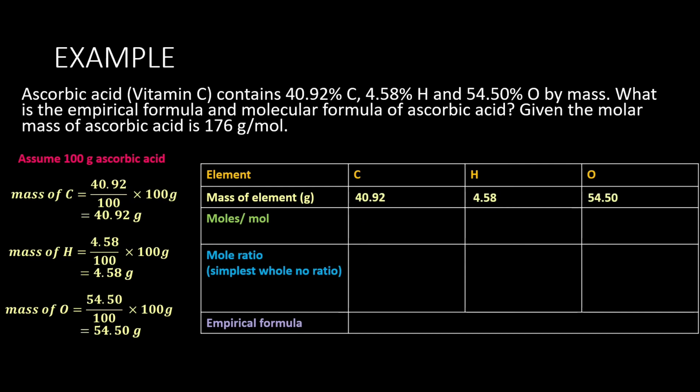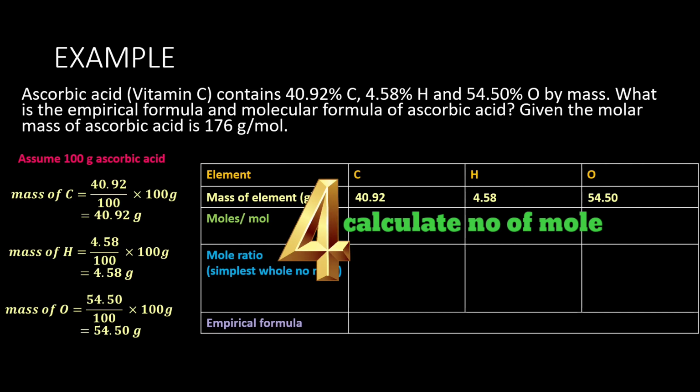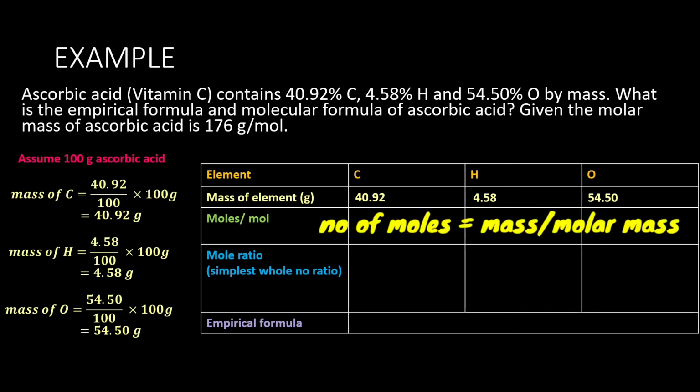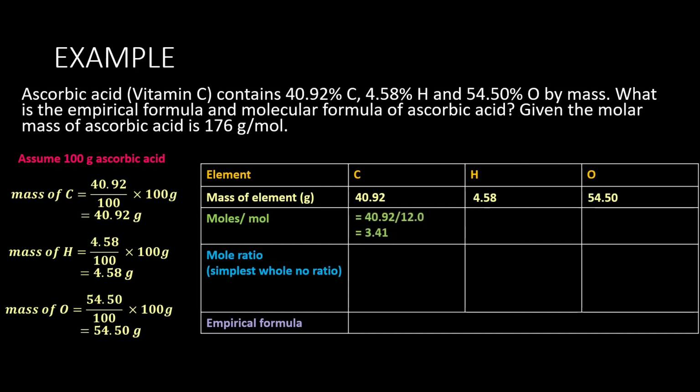And in step number 4, we calculate the moles for each of the elements. So we have mass, how to calculate moles? Again, the formula, mass divided by molar mass. So for carbon, the molar mass is 12 grams per mole. So to find the moles of carbon, 40.92 grams divided by 12 grams per mole to give us 3.41 moles of carbon.